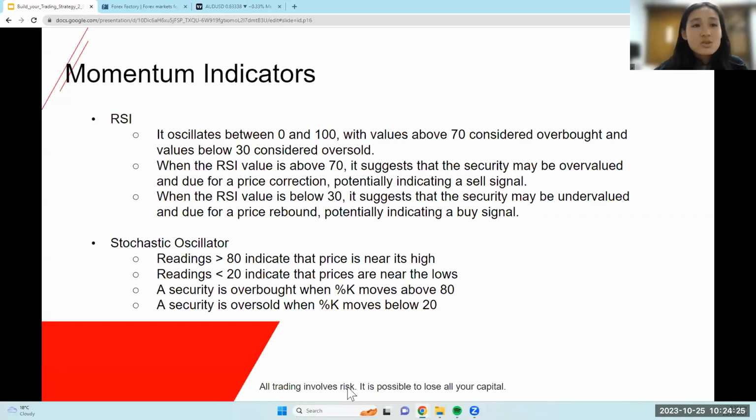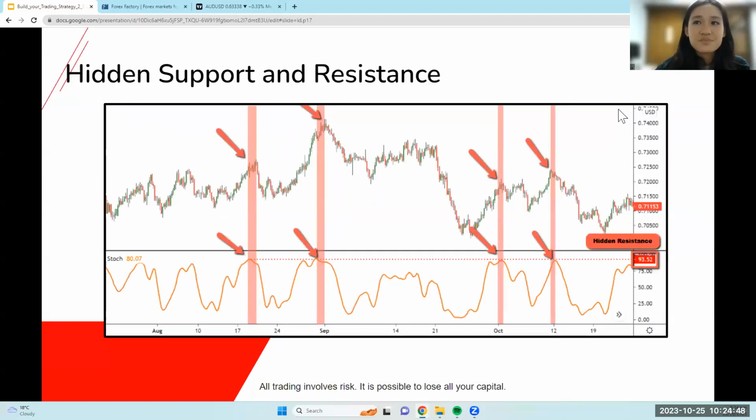Stochastic oscillator readings more than 80 indicate that price is near its high. Readings below 20 indicate that prices are near the lows. A security is overbought when the percentage K line moves above 80 and is oversold when the K line moves below 20. So this is an example here.